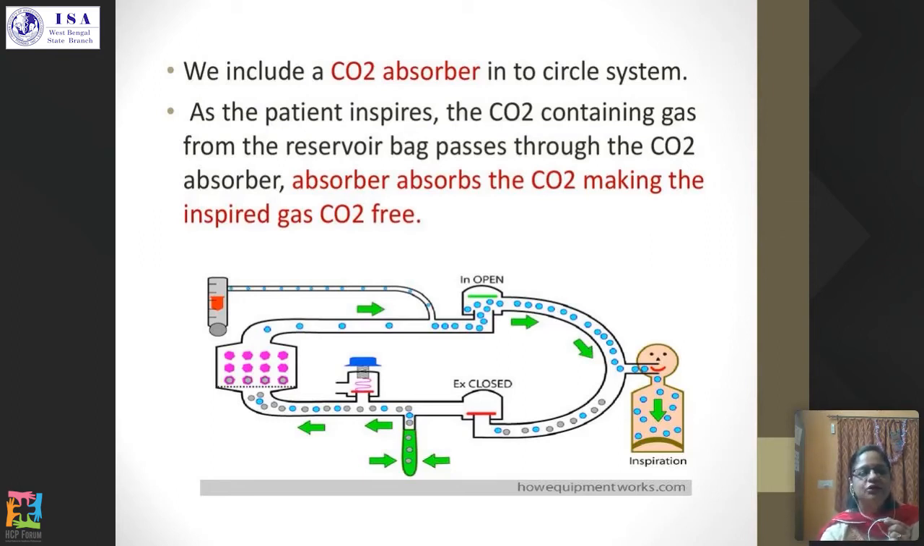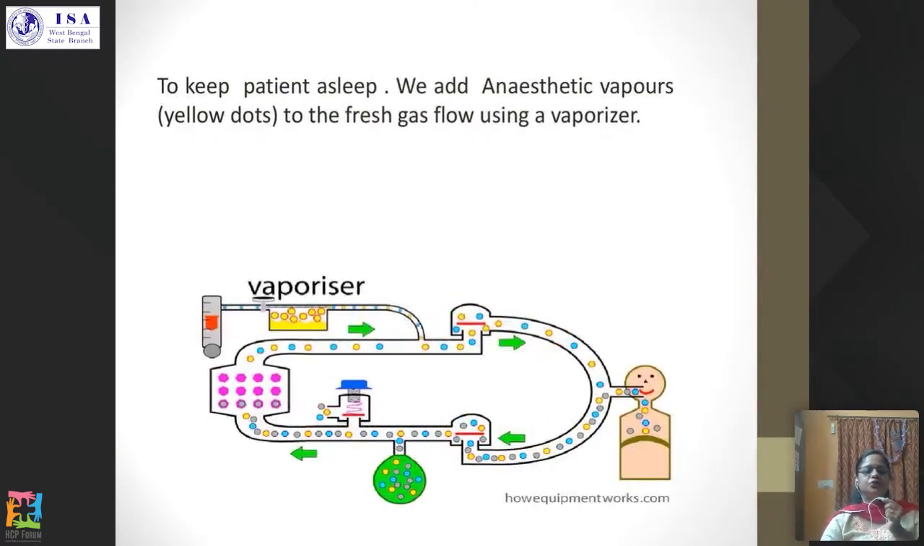Here, CO2 is completely absorbed, so the gray color dots are not here. There are no gray color dots. And thus, to keep the patient asleep, we add an anesthetic vaporizer, that is yellow dots, to the fresh gas inflow using a vaporizer.